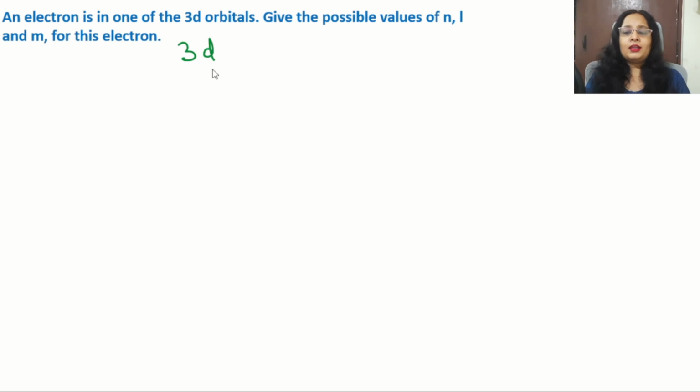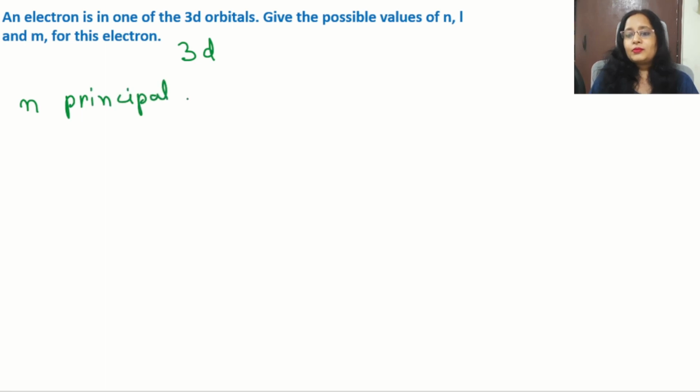So the values of n, l and m, actually these are the quantum numbers, and this is used to locate the electron in an atom. The exact position of the electron we can get with the help of these quantum numbers. So first we start with n, which is also known as the principal quantum number. We can get this with the help of this number 3. It is mentioned 3, which means the electron is in the third shell of that atom.